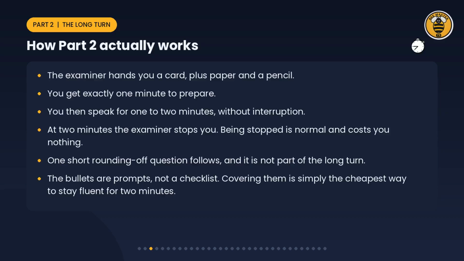Part 2. The long turn. The examiner gives you a card along with paper and a pencil. You get exactly 1 minute to prepare. You then speak for 1 to 2 minutes without being interrupted. At 2 minutes the examiner stops you, and being stopped costs you nothing at all.